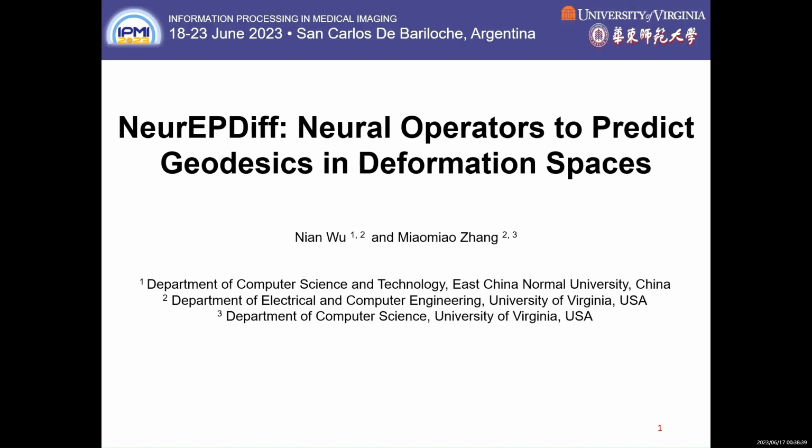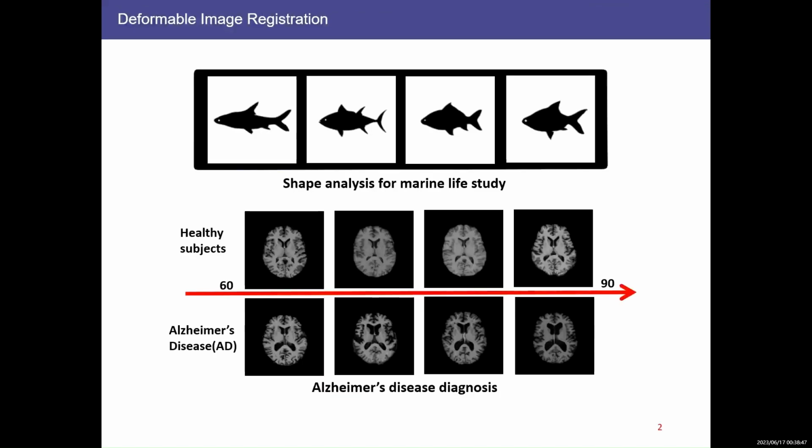Today, I'm going to talk about our work NeurEPDiff, neural operators to predict geodesics in deformation spaces. So, let's start with deformable image registration, and I will share with you some motivations.